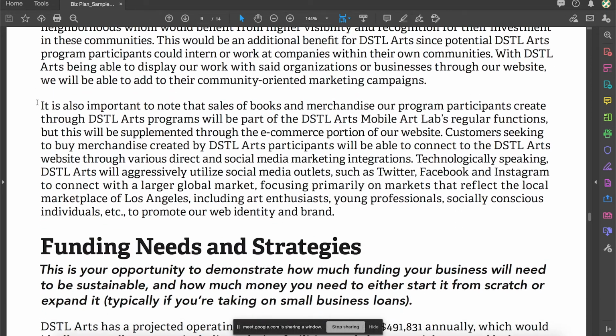And then here you'll want to talk about, so at least begin laying the seeds of, how you hope to generate some of the money. So, the sales of the books and merchandise that are created through the Distill Arts programs, some of that money does go back to helping cover the cost of materials for these programs.